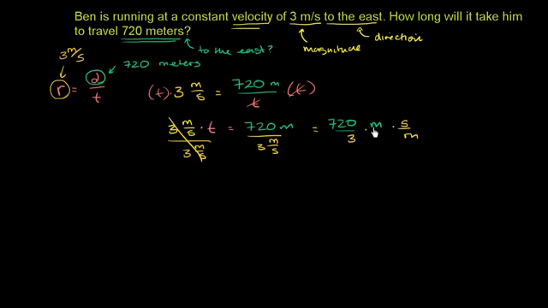And so what you're going to get here, the meters are going to cancel out. And you're going to get 720 divided by 3 seconds. So what is that? 720 divided by 3. 72 divided by 3 is 24. So this part right over here is going to be 240. And it's going to be 240 seconds. That's the only unit we're left with. And on the left-hand side, we just had the time. So the time is 240 seconds.